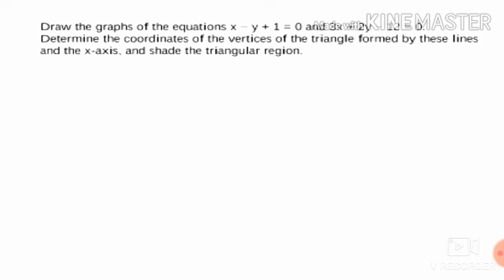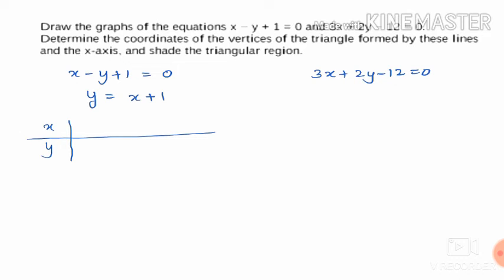Now let's plot the given set of equation on the graph and determine the coordinates of vertices of the triangle formed by these two lines and the x-axis, and shade the triangular region. Arrange the terms of the equation and rewrite y in terms of x. So y equal to x plus 1. Let's find the points. If you take x as 1, then y becomes 2. It's an easy equation to work with. If x is 2, y is 3. X increases by 1 and so does y.